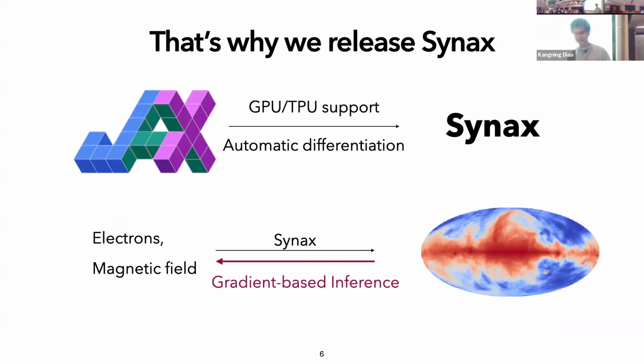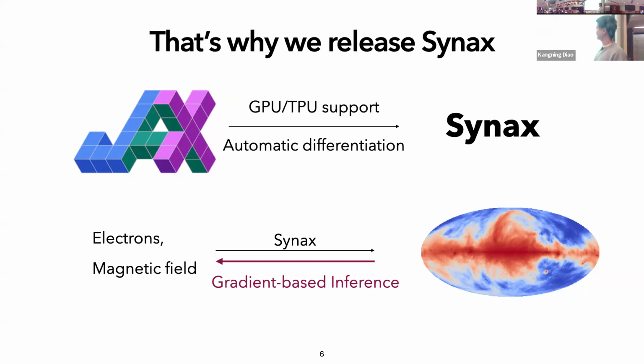Okay, so that's exactly why we released Synax. Synax is built on top of JAX, and JAX brings us many exciting features. First of all, it brings us GPU and TPU support, so we can run our code on the GPU, which significantly improves the efficiency. And JAX brings us automatic differentiation, so we can use this feature to get the gradient with respect to the input.